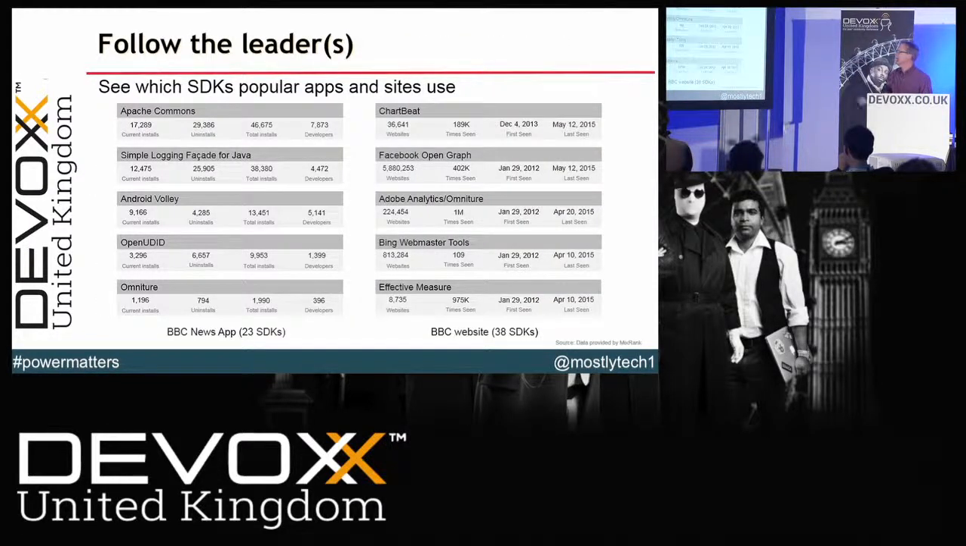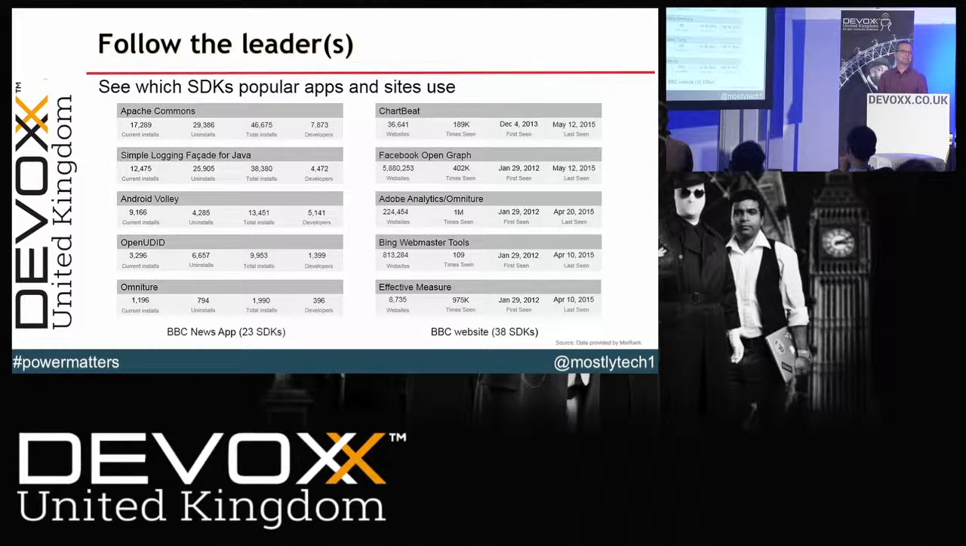One thing I've been playing with lately, there are some good sites like MixRank, where you can type in any app, doesn't matter if it's Android or iOS, or in fact, you can go to any website. So just for fun, I typed in the BBC News app and the BBC website. I found the BBC News app used 23 different SDKs. It's pretty interesting to see what they are using.